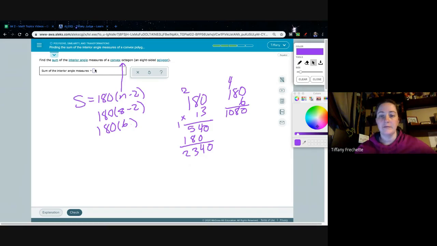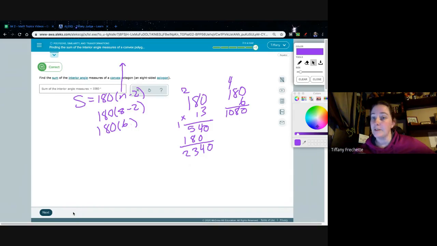All right. So hopefully this one wasn't too bad. It's just about plugging something into the n. And just remember, n in this equation always means number of sides. Check. And we're done with another one. Yay.